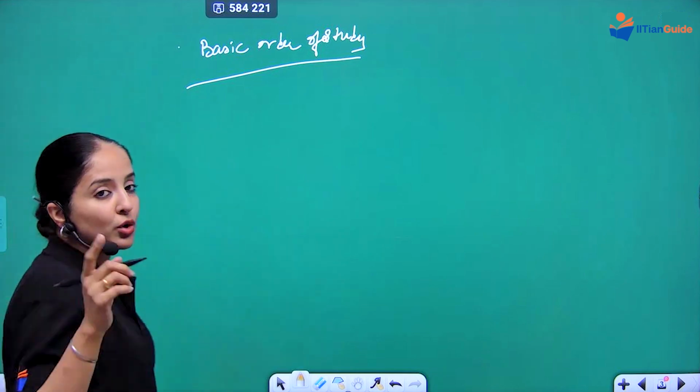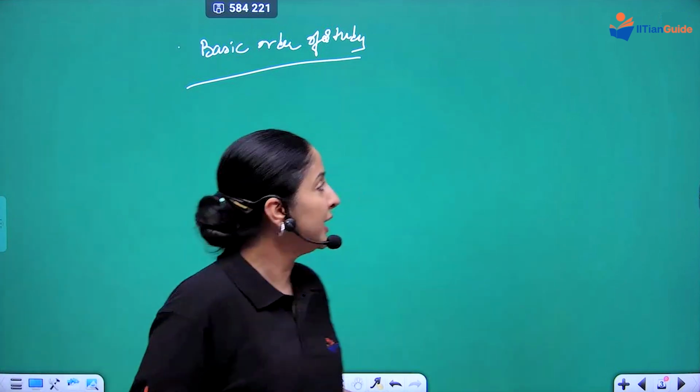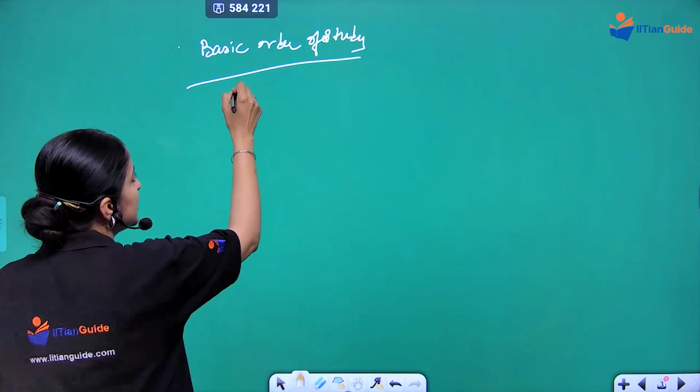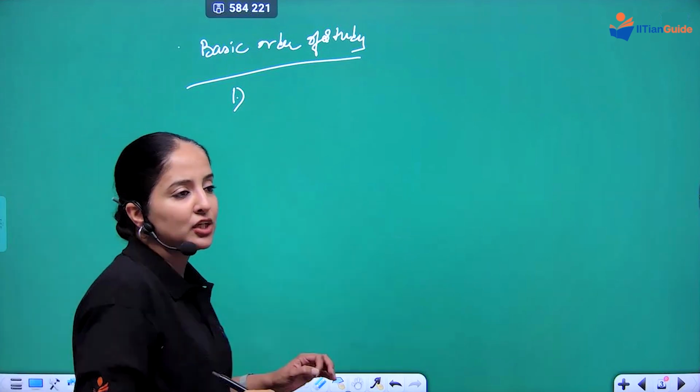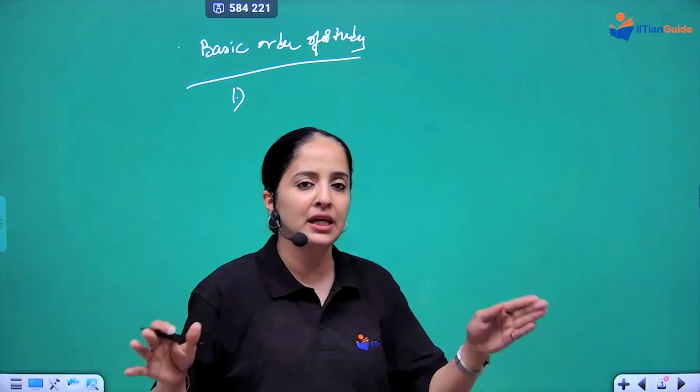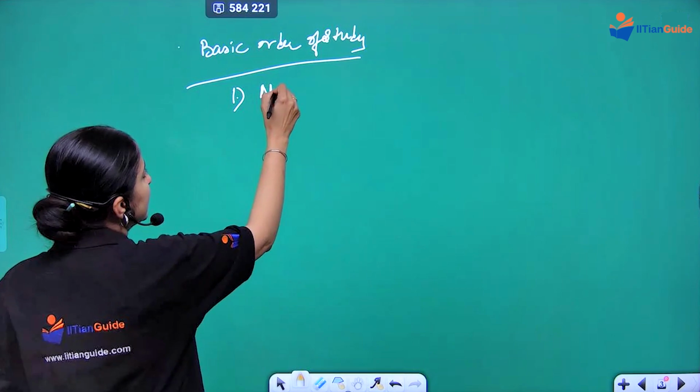Let us tell you the chronological order of the study of functional groups. First thing that you come across for the study of any organic compound is the nomenclature, beta.